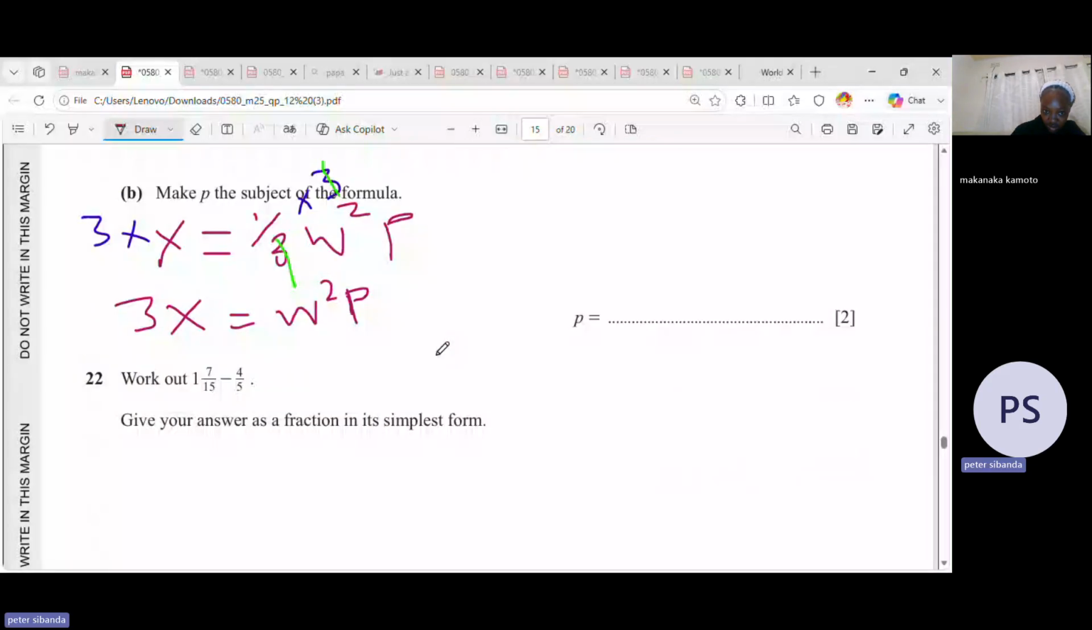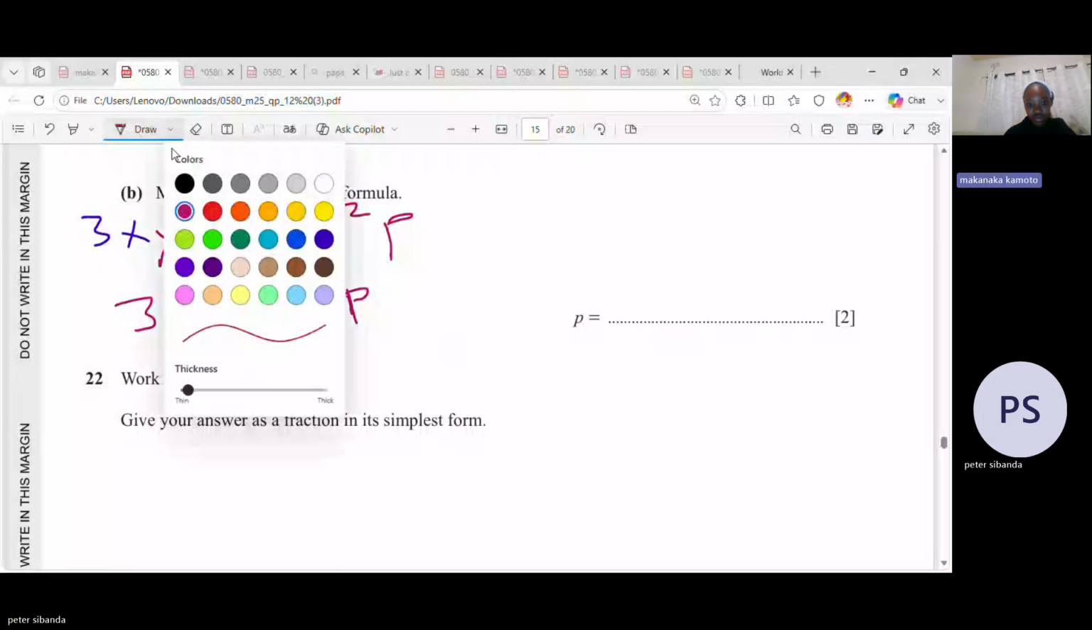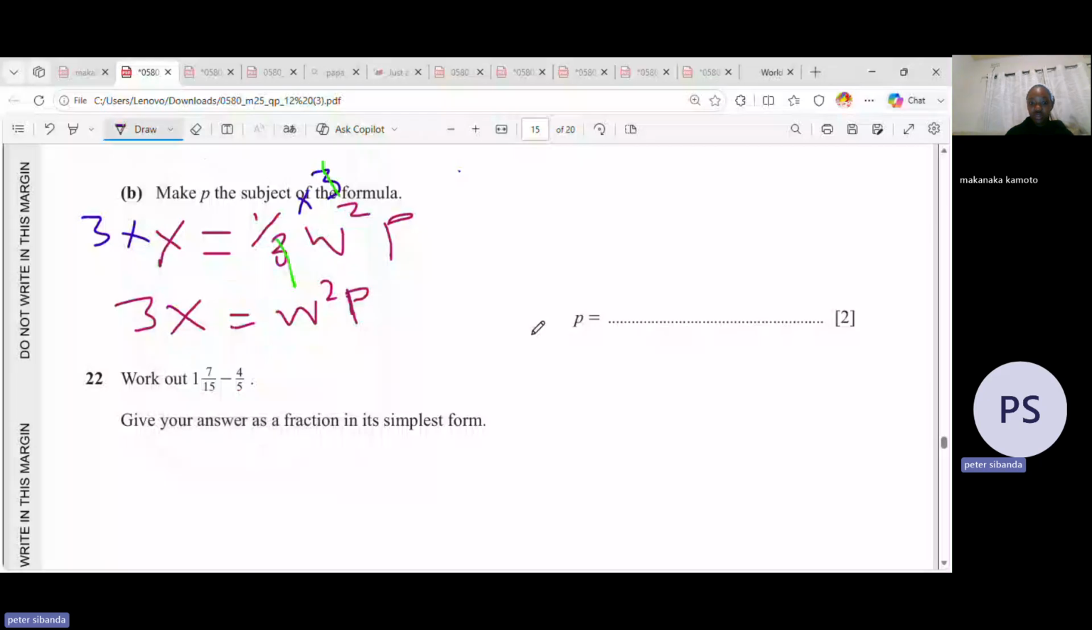What is making P not left alone? It's part of the equation. Okay, I mean there are things on the side where P is that are making P not be alone, that we would want to get rid of. What is that?